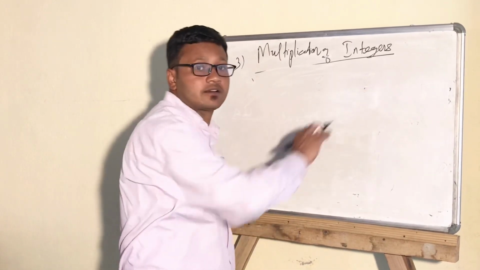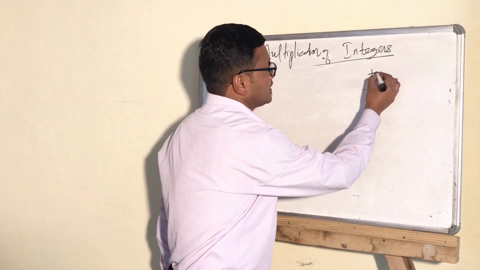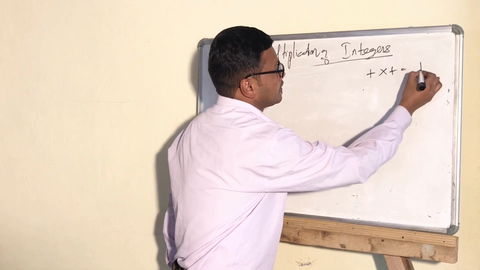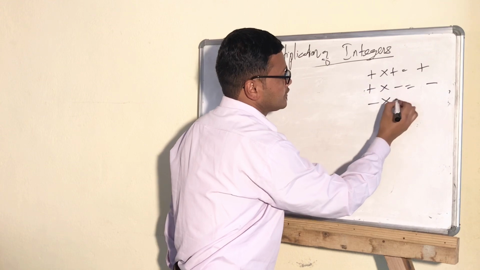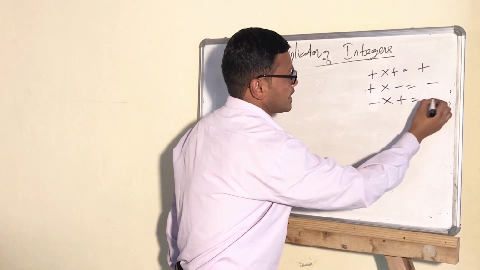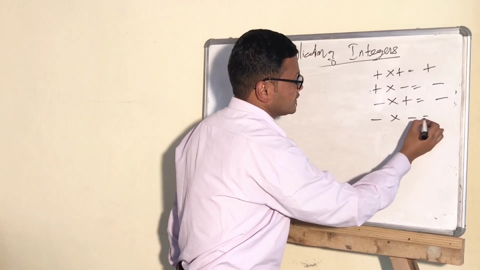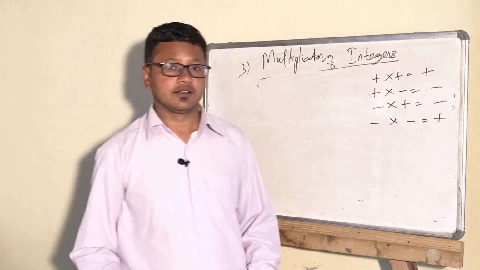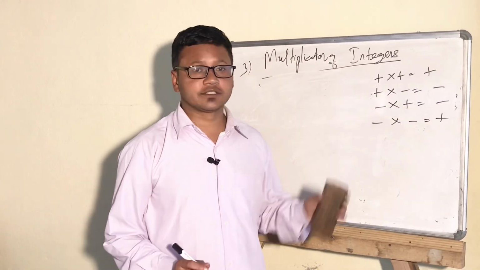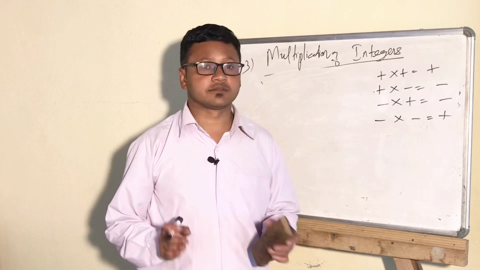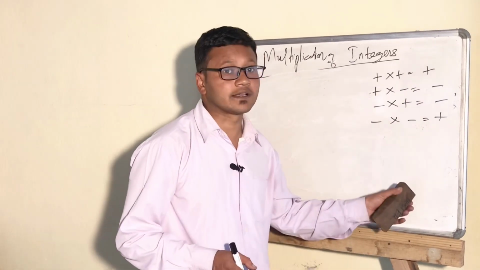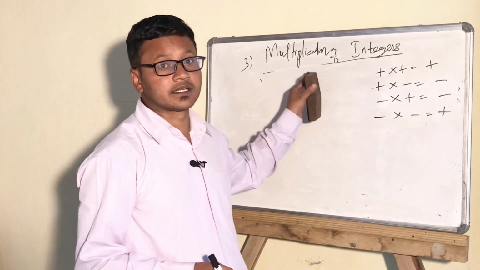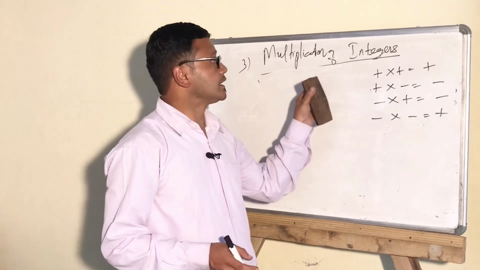First I'll write the sign convention: plus into plus, plus; plus into minus, minus; minus into plus, minus; minus into minus, plus. You must mark up this sign convention while doing the multiplication of integers.